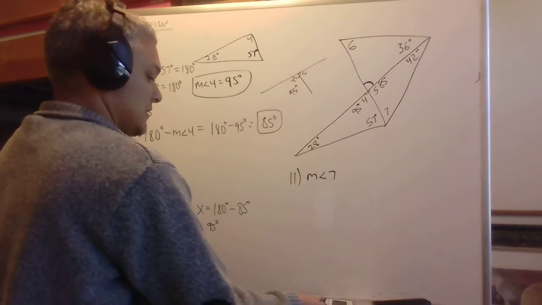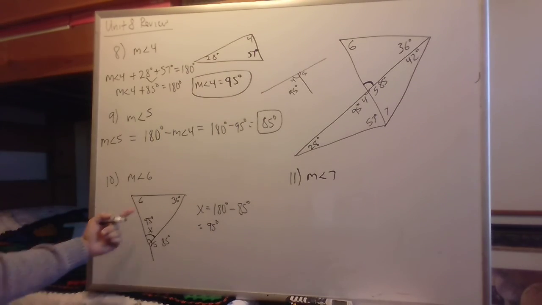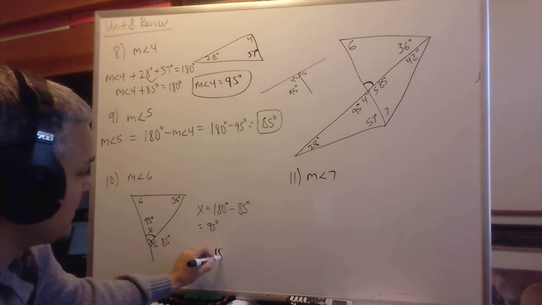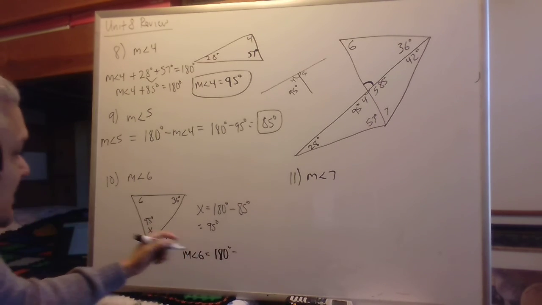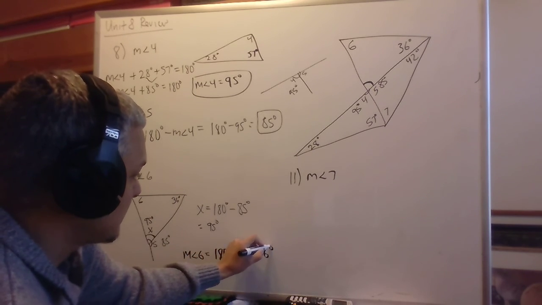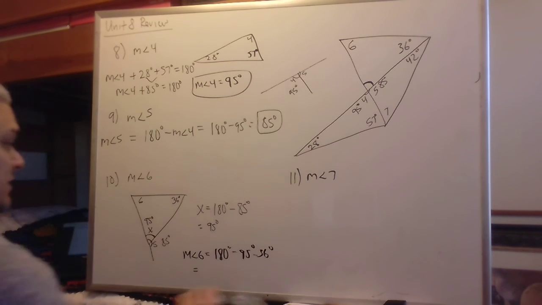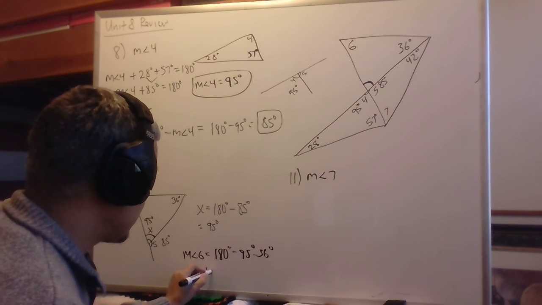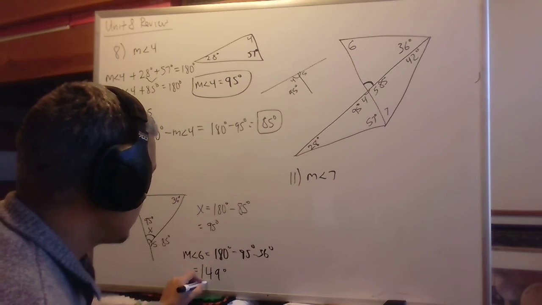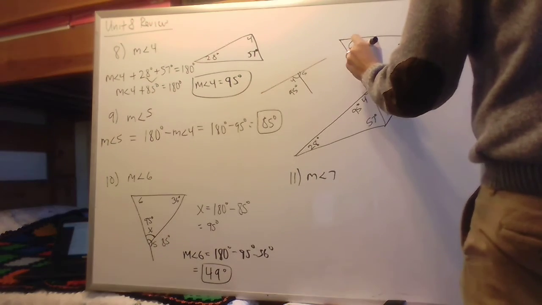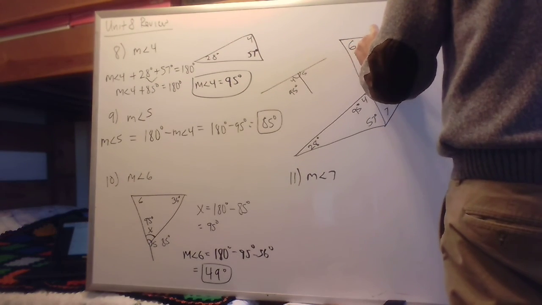So now we could find the measurement of angle 6. The measurement of angle 6 is just going to be 180 degrees minus this 95 degrees minus 36. So that is going to give us 49 degrees. So the measurement of angle 6 right here is going to be 49 degrees.